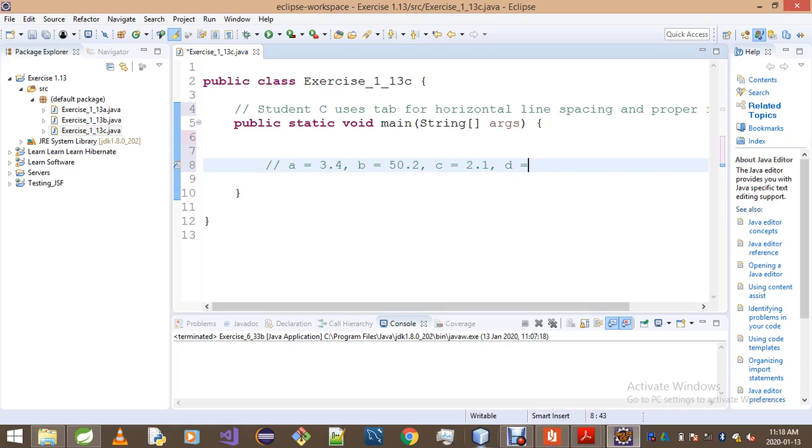So okay, let's continue. We have D being equal to 0.55, and last but not least, we also got E being equal to 44.5, and lastly we have F, which is equal to 5.9. Okay, now here's our equation.